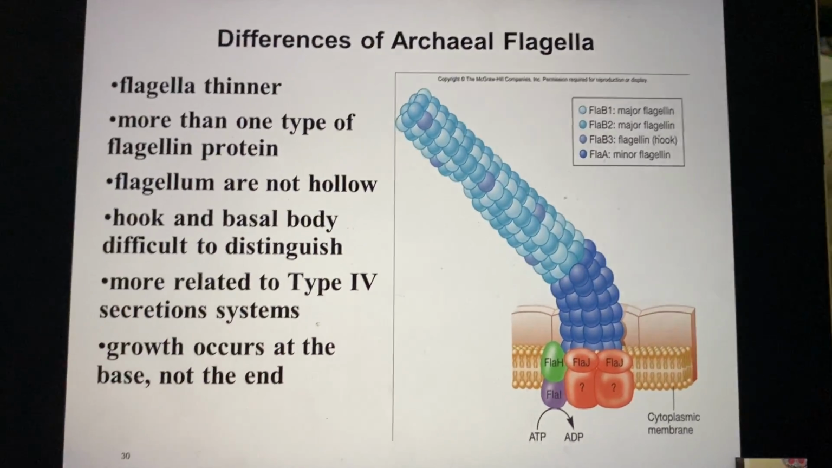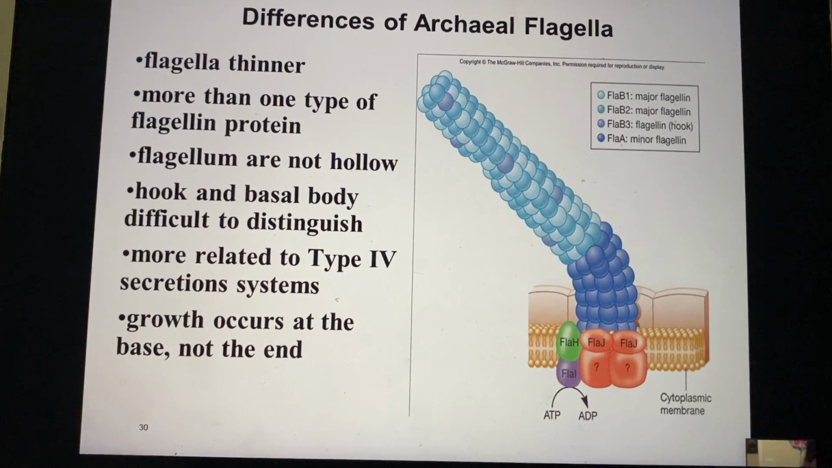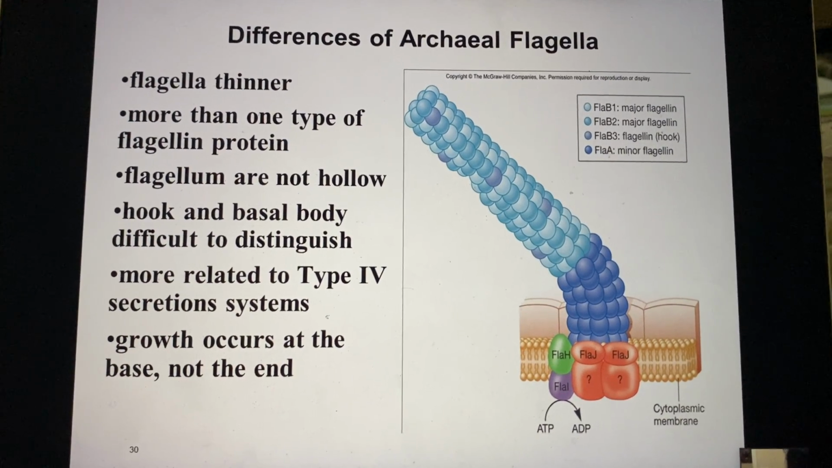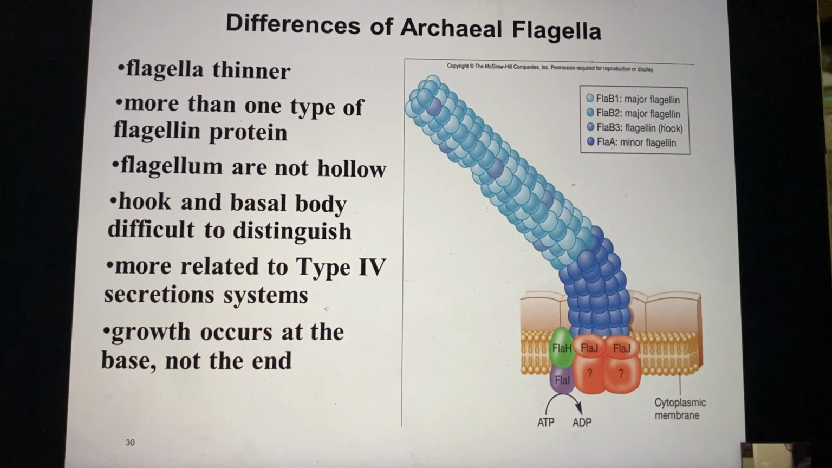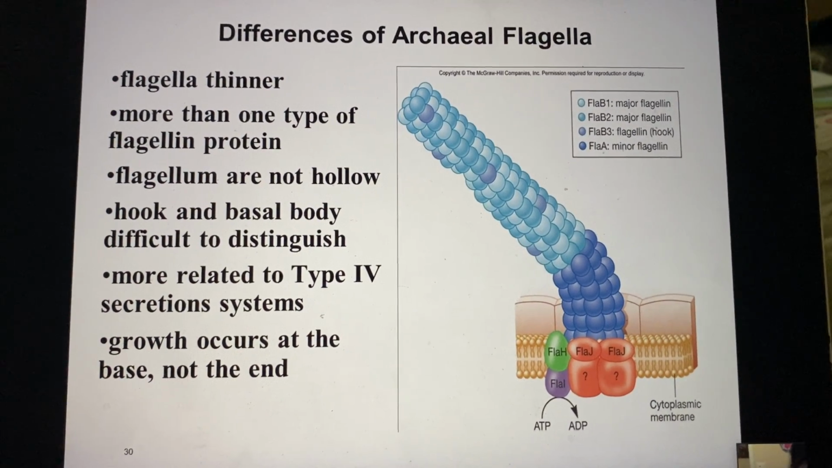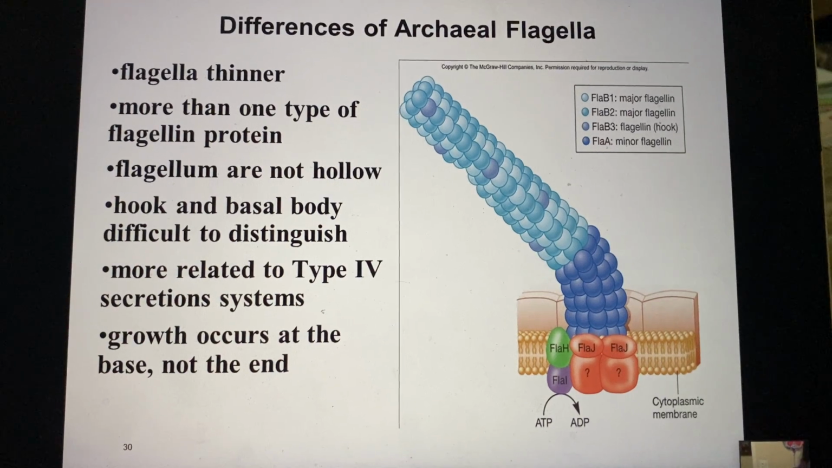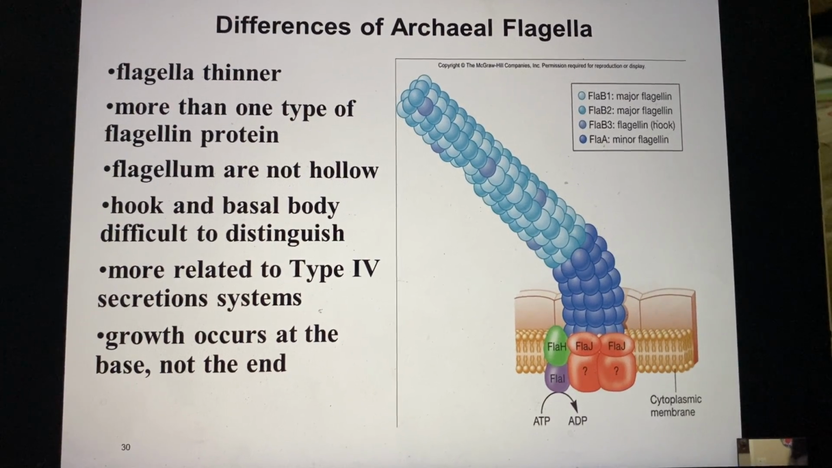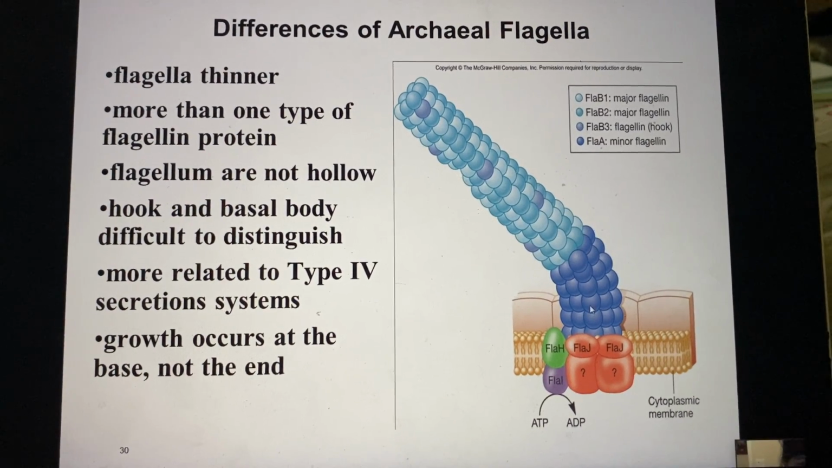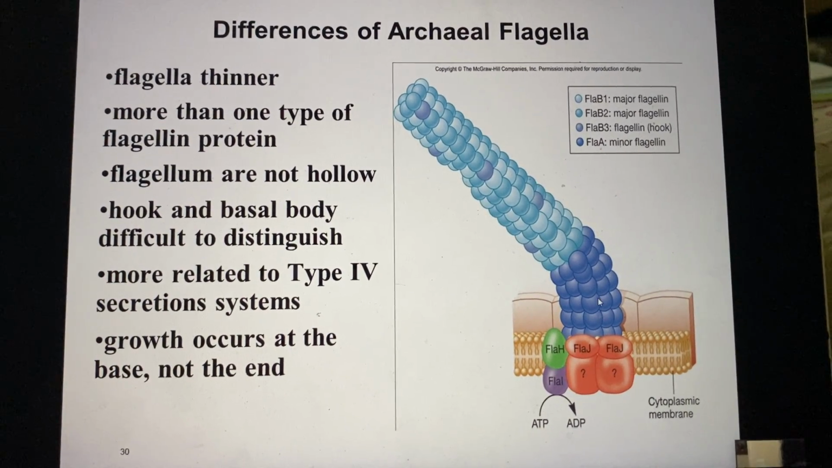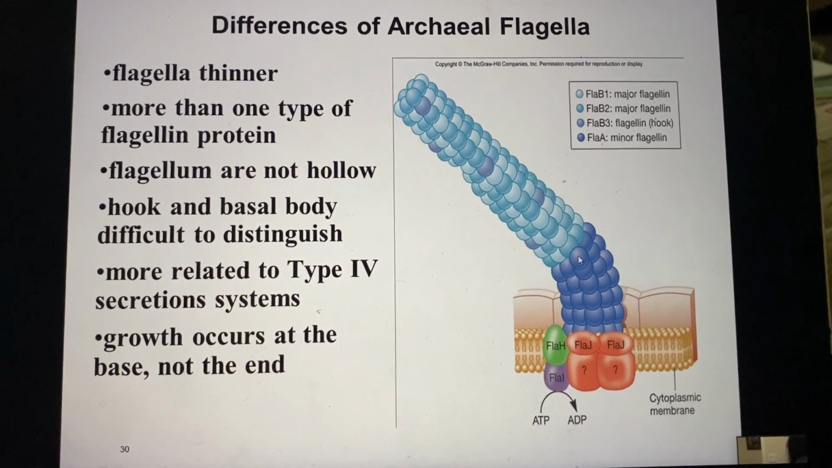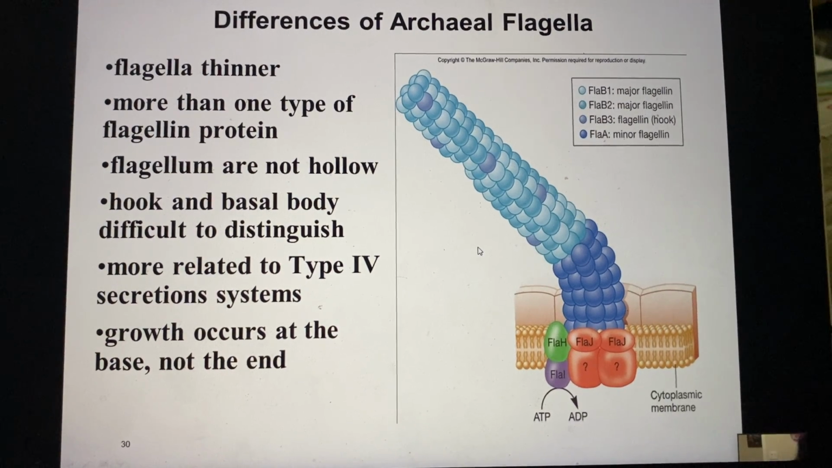And the secretion of the proteins to make the filament for the archaeal flagellum seems to be related to a type 4 secretion system, which we will talk about very soon, which allows proteins to be extruded out of the cell. But just remember the archaeal flagella requires the type 4 secretion system to secrete these different flagellin proteins to assemble this filament, and the filament grows at the base, not at the tip. Okay, the major difference there.